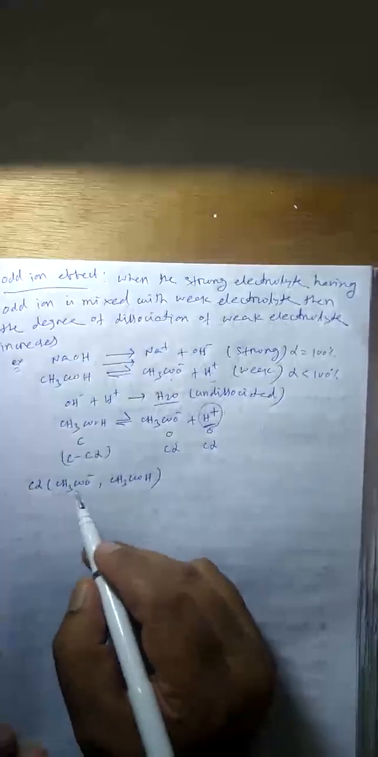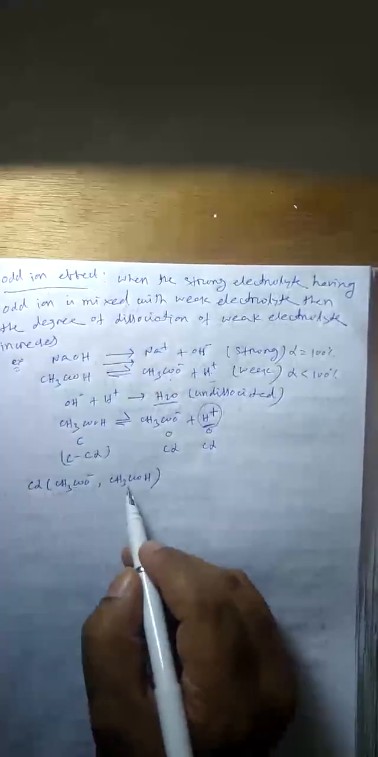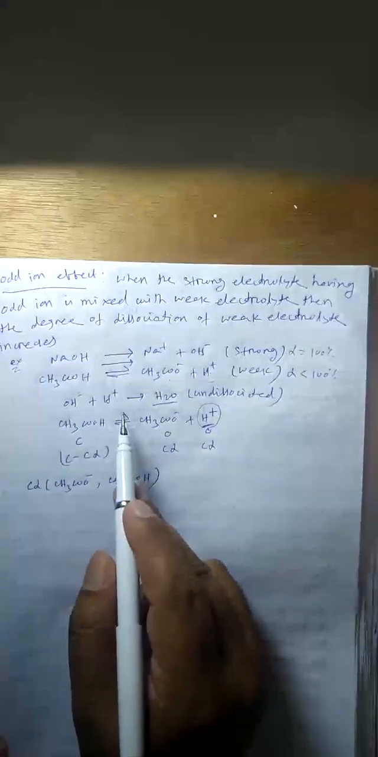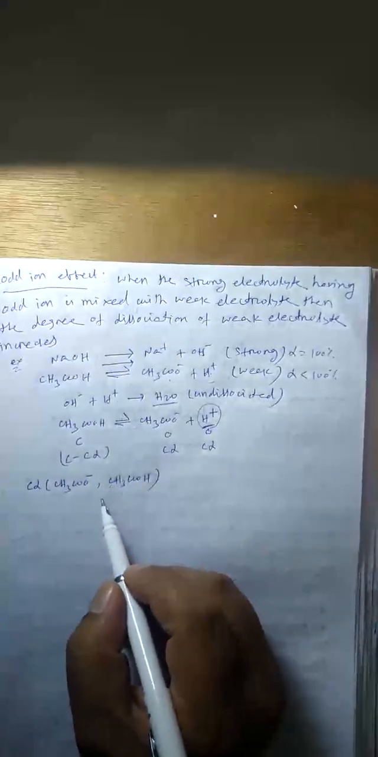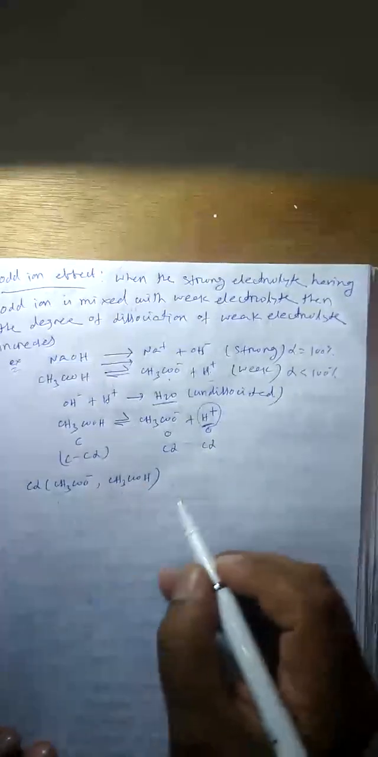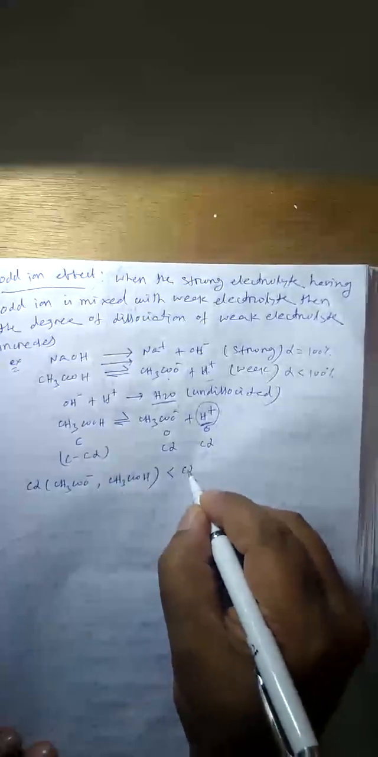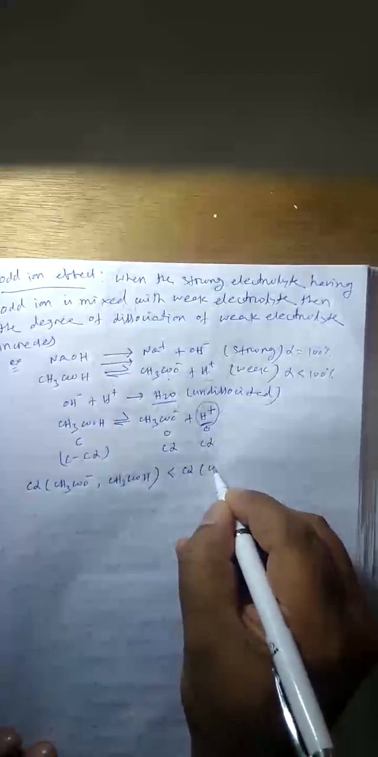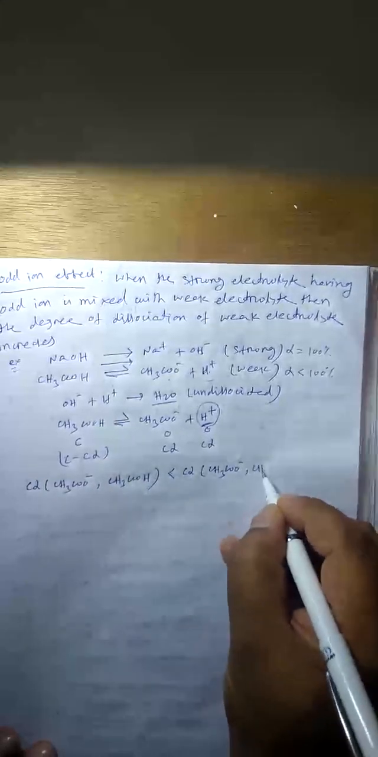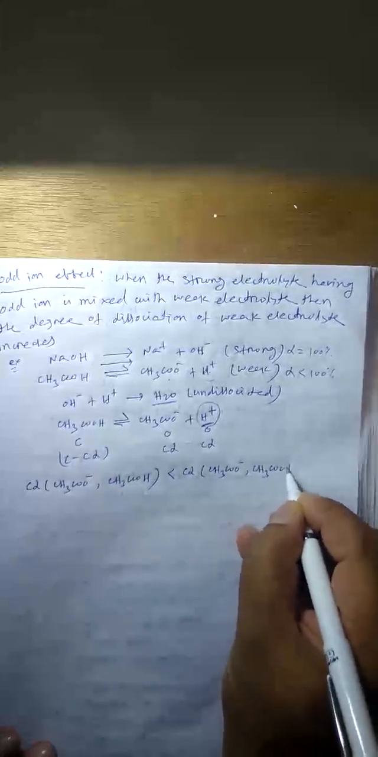That means C alpha is the concentration of acetate ion in acetic acid. When you do not add sodium hydroxide, the acetate ion concentration of the acetic acid is less than the C alpha of acetate ion when acetic acid is mixed with sodium hydroxide.